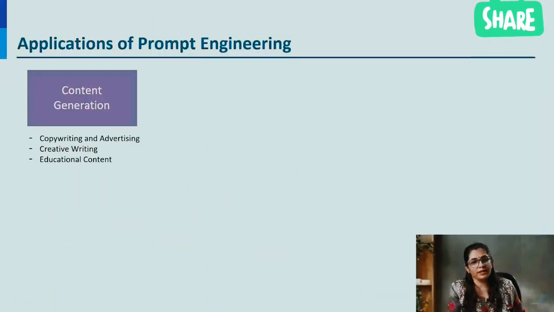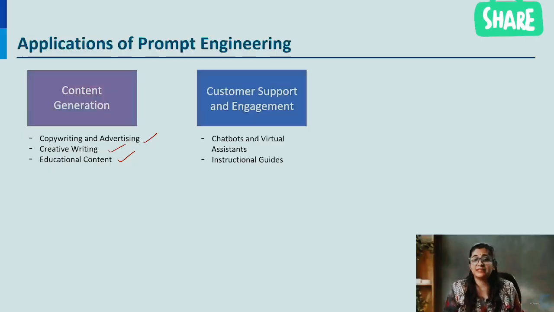Now let's see what the different applications of prompt engineering are. One is content generation. You want copywriting, advertising, creative writing, educational content. You can do anything and everything under content generation based on your target audience, based on who you are catering to. Next is customer support and engagement.